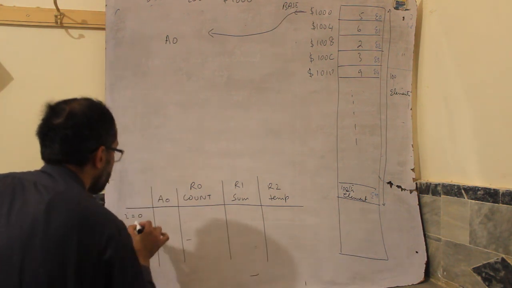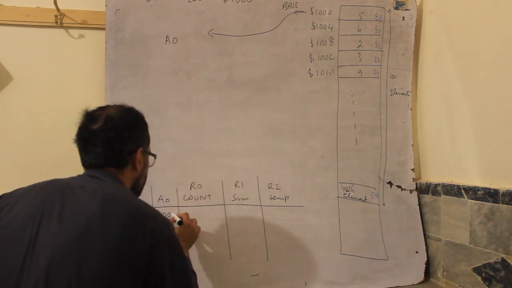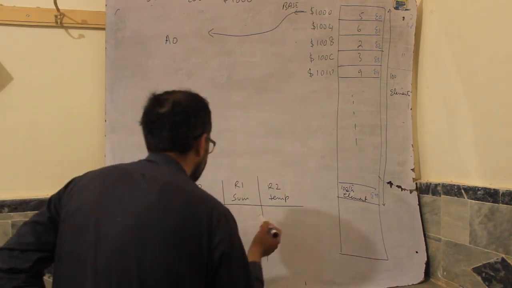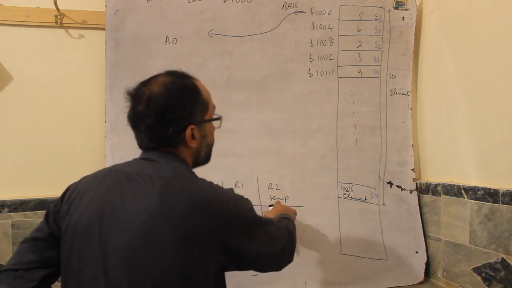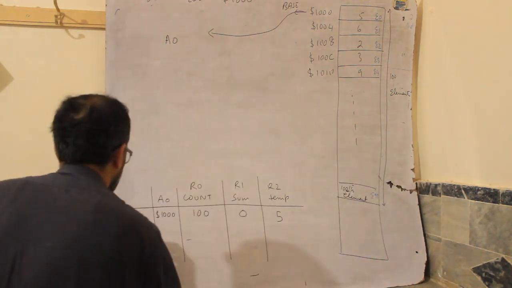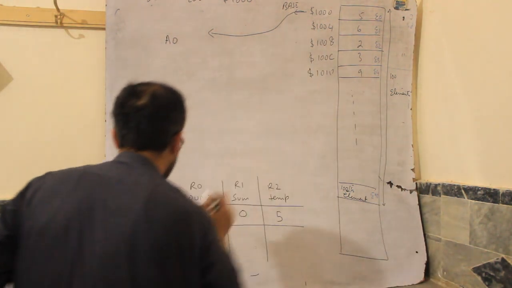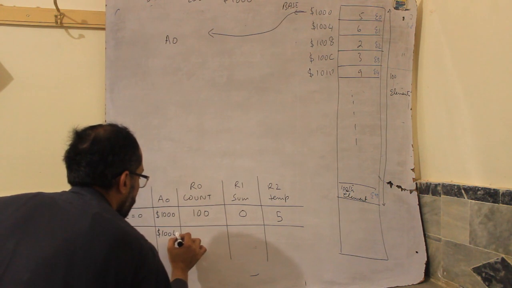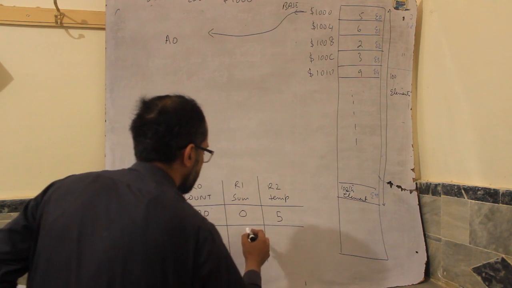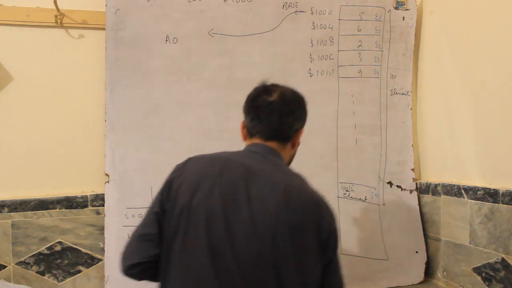Let's assume that i is equal to 0. So at iteration 0, A0 will point to the first address, $1000. What should be the value of count? Count is equal to 100. What should be the value of sum? Sum will be 0. R2 should contain the first element. When the iteration is 1, A0 will point to the next element, that is $1004. What will be count? Count should be decremented to 99. What should be the sum? Sum plus temp, that is 5. Now temp will contain the next value, that is 6.